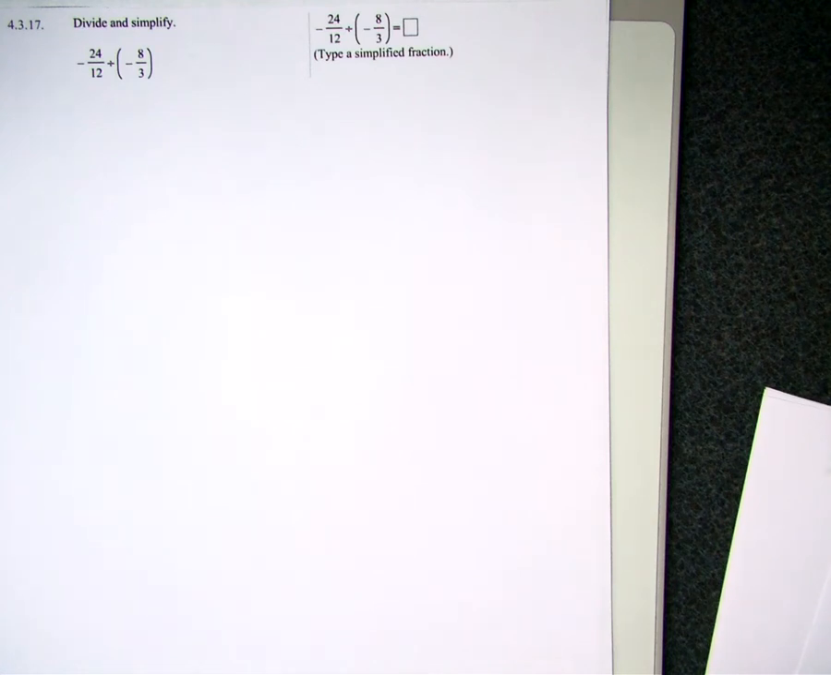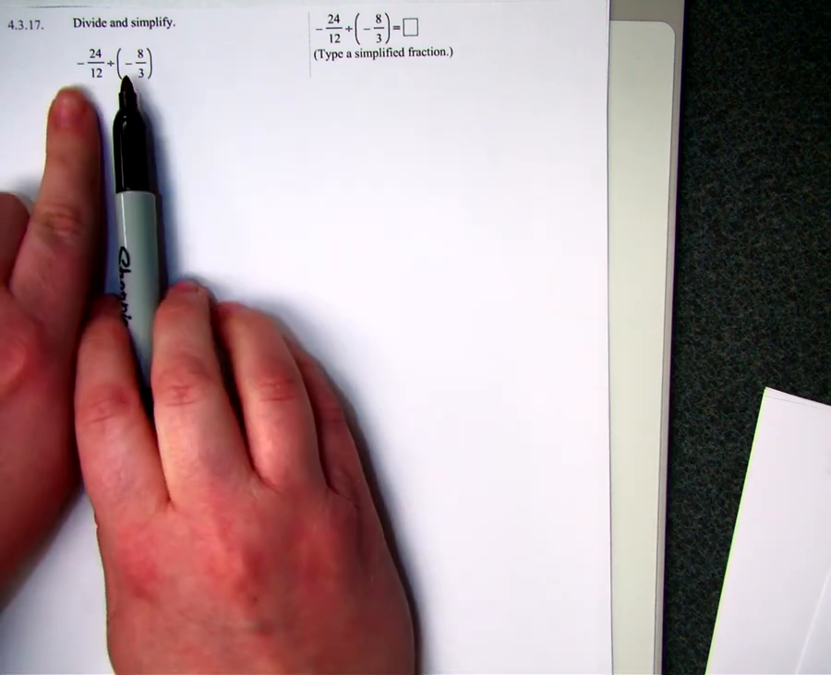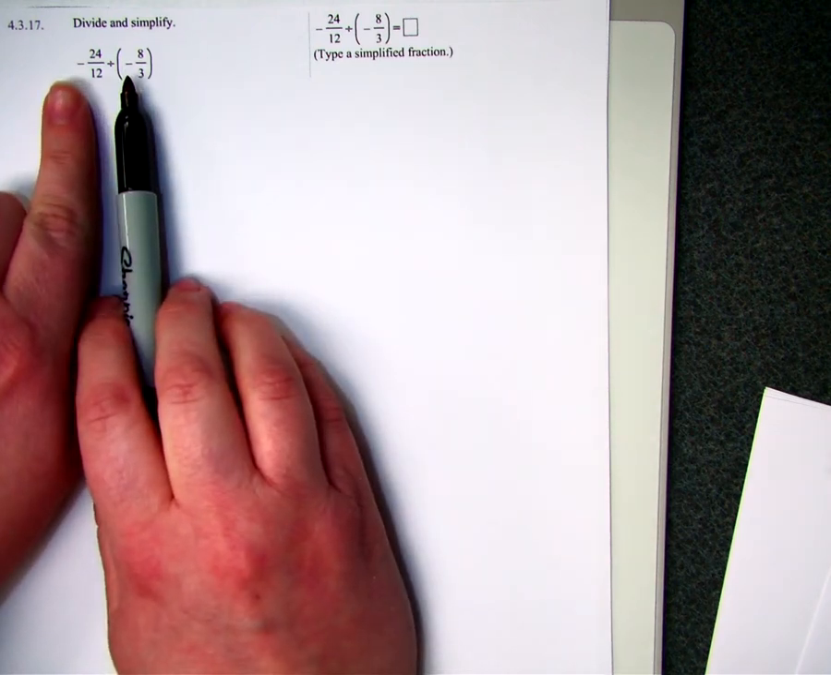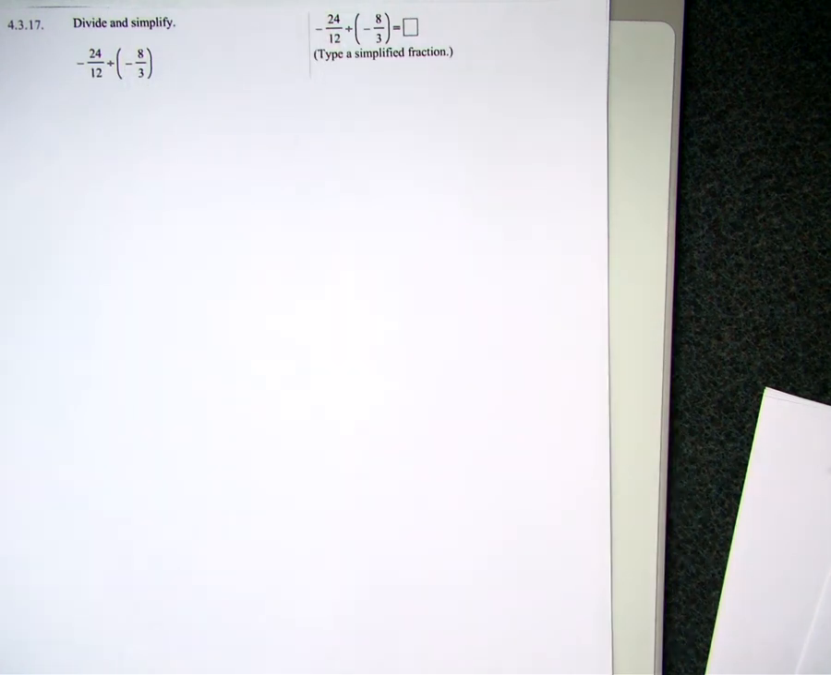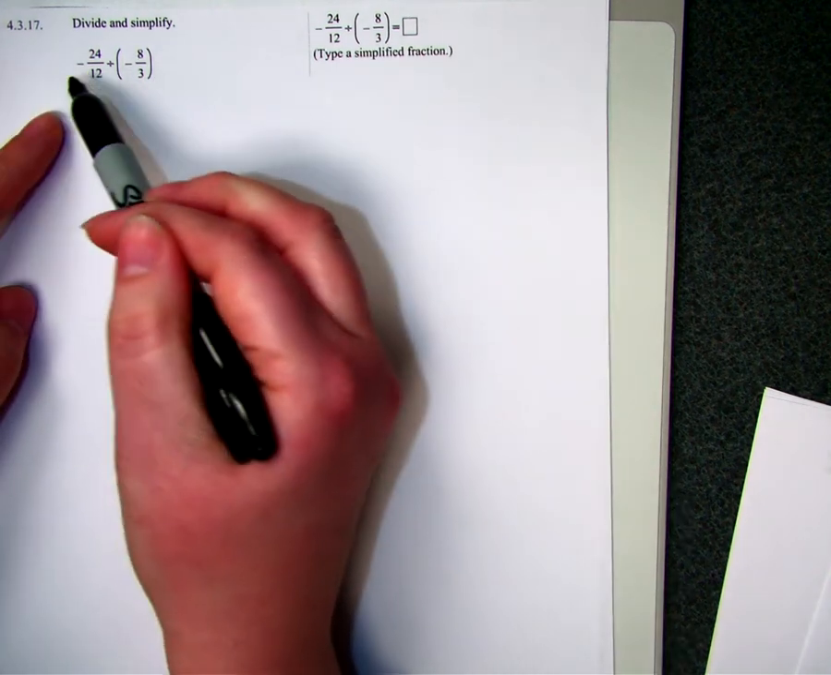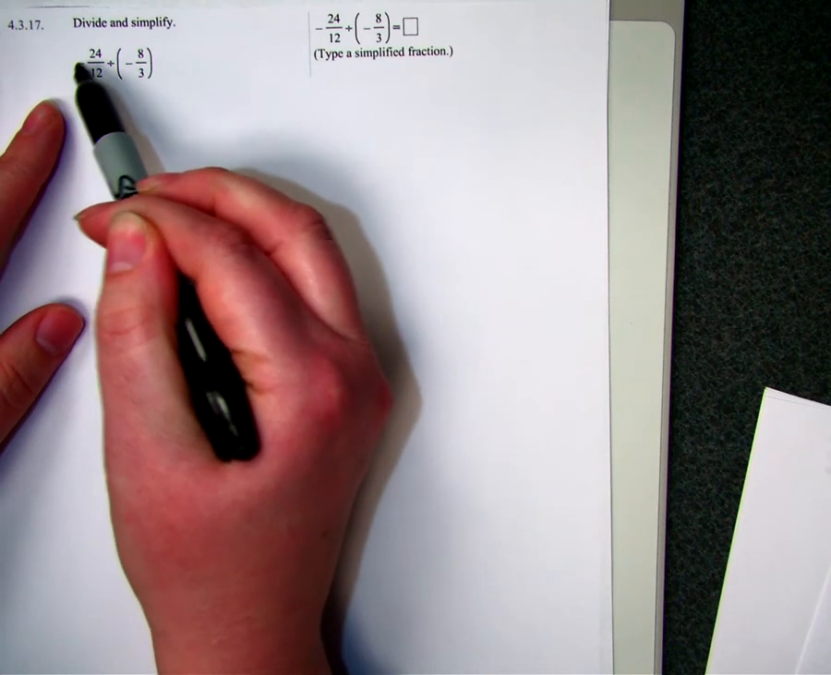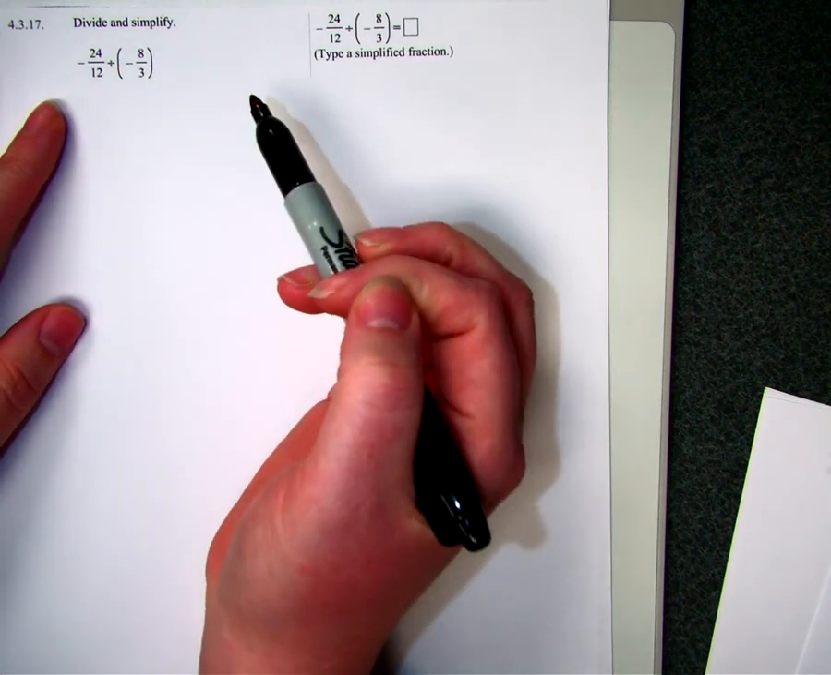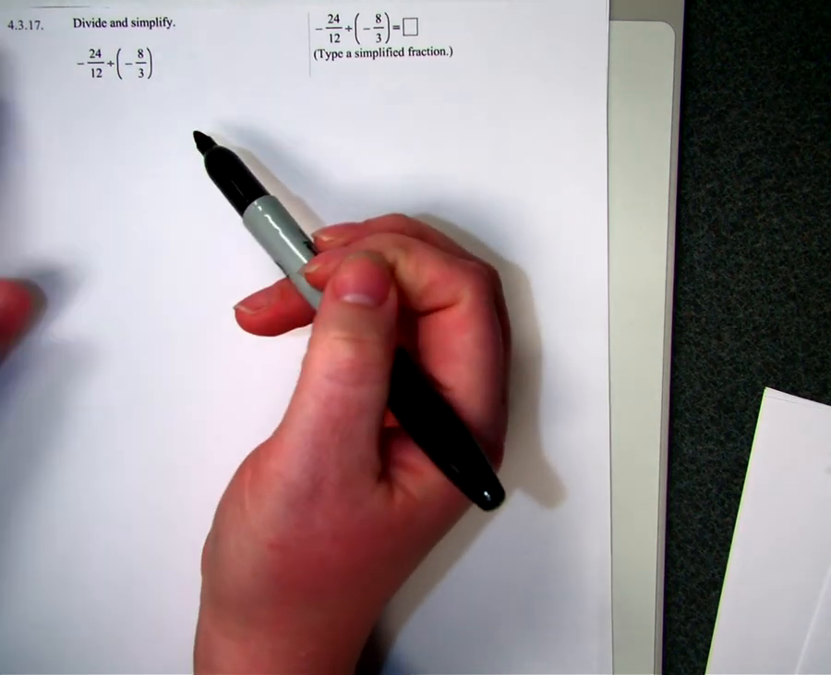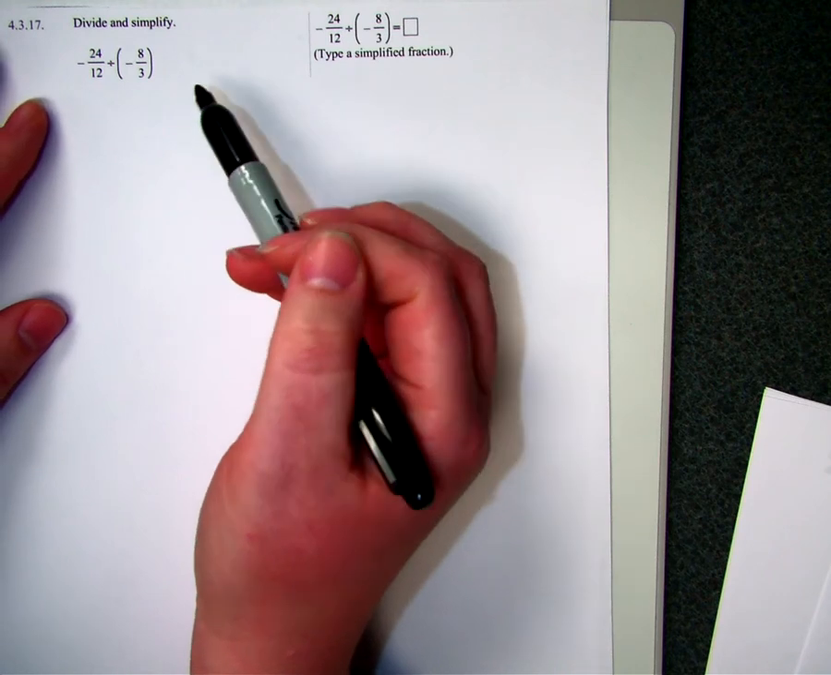Let's take a look at how we divide signed fractions. Signed meaning that they have the two negative signs in front. First we'll start with a negative divided by a negative is equal to a positive number. So without doing any work, this negative divided by a negative tells me that my solution at the end will be positive.